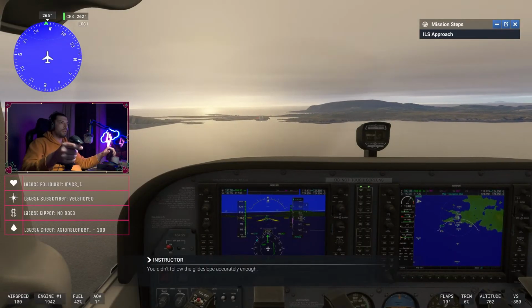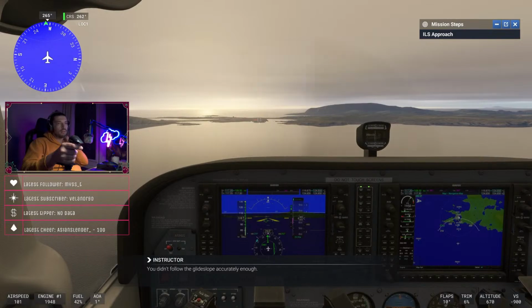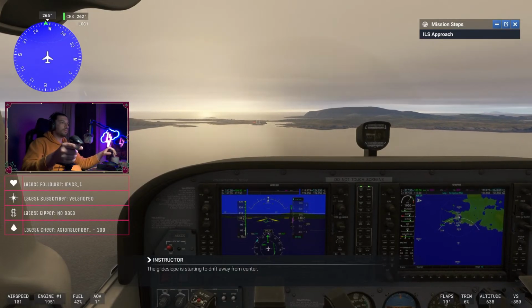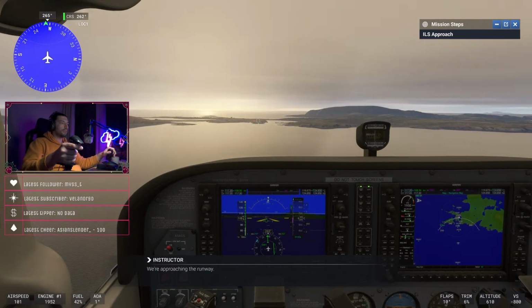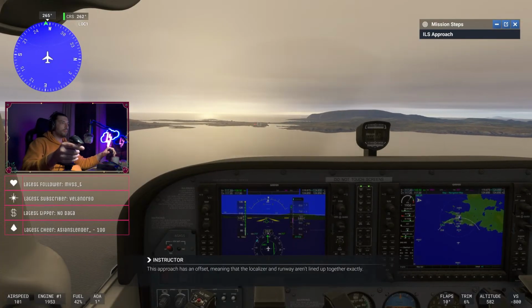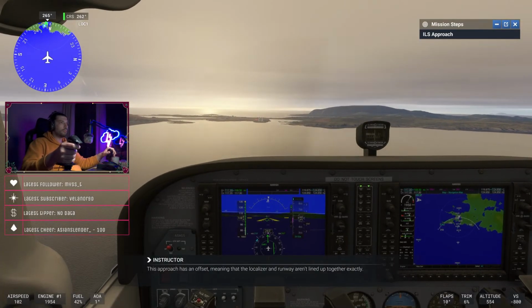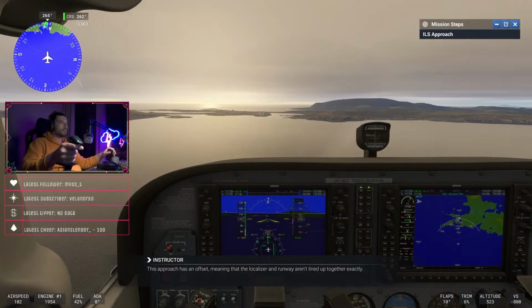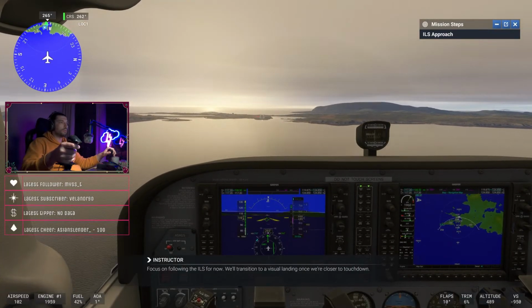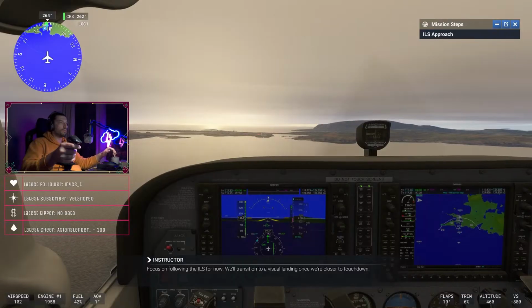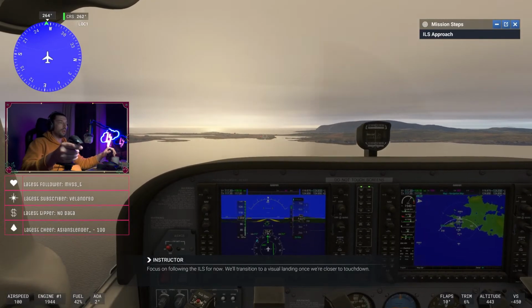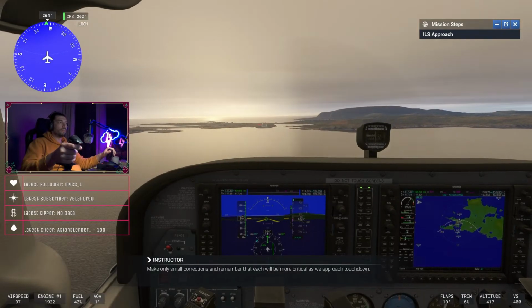You didn't follow the glide slope accurately enough. Okay. The glide slope is starting to drift away from center. We're approaching the runway. This approach has an offset, meaning that the localizer and runway aren't lined up together exactly. Focus on following the ILS for now. We'll transition to a visual landing once we're closer to touchdown. Make only small corrections and remember that each will be more critical as we approach touchdown.